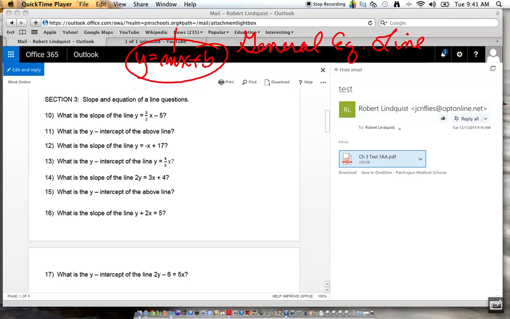And what does m stand for, everybody? Slope, good. What does b stand for? Y-intercept. Excellent. Now, m stands for slope, b stands for y-intercept. So I look at number 10, and it says, what is the slope of the line? What's the answer to that? Go ahead. That's right.